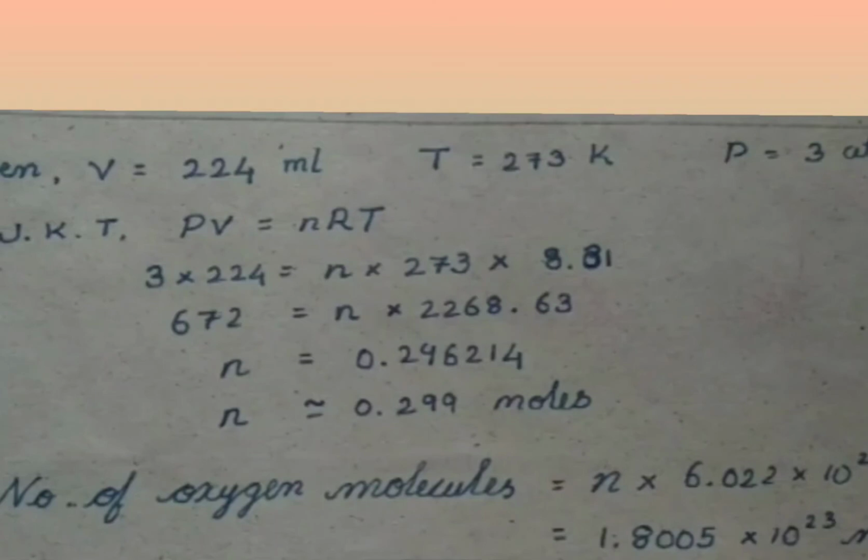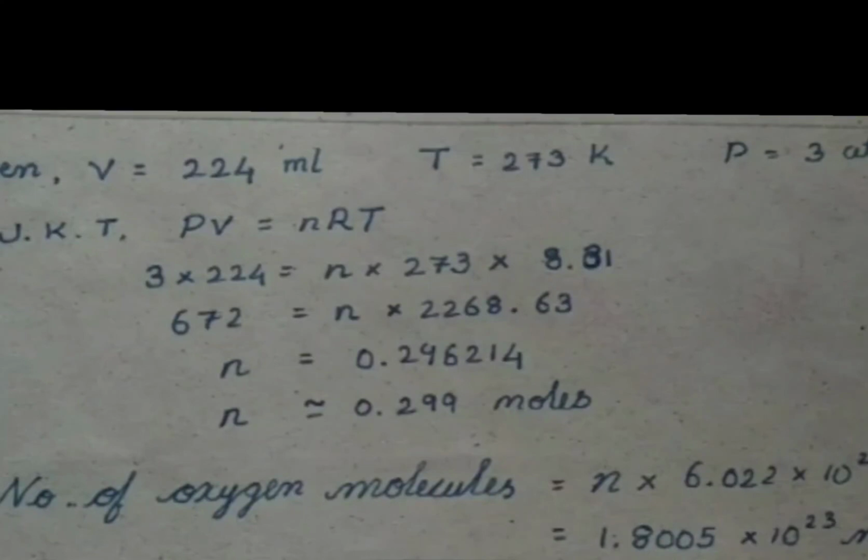We get the answer as 0.299 moles. Therefore, the number of oxygen molecules is equal to n into 6.022 into 10^23, which is equal to 1.8005 into 10^23 molecules. Let's recall today's class.